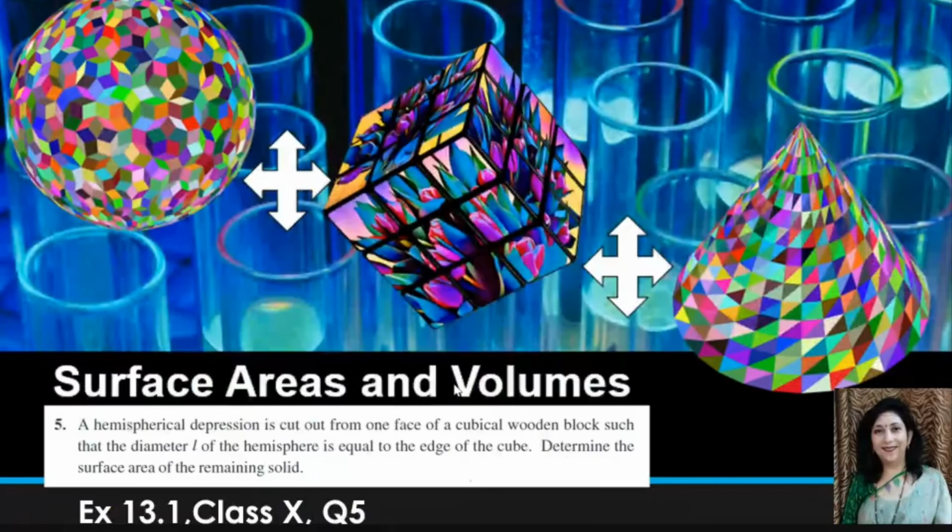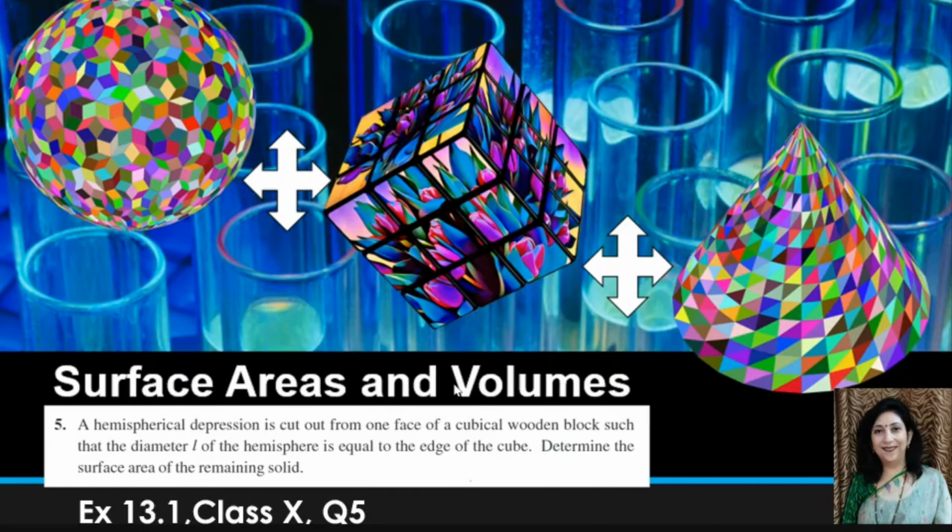Hello everyone, we are doing the fifth question of the chapter of surface areas and volumes, exercise 13.1 for class 10th. Let us see what the question says. A hemispherical depression is cut out from one face of a cubical wooden block such that the diameter L of the hemisphere is equal to the edge of the cube. Determine the surface area of the remaining solid.